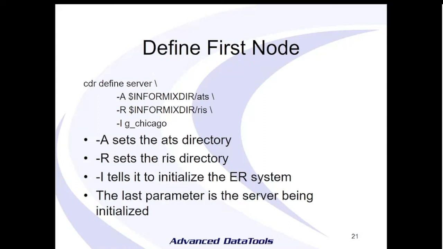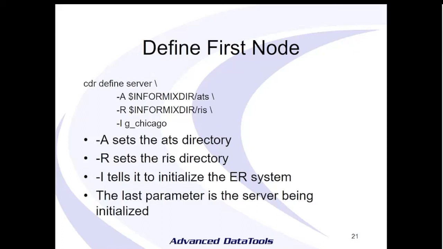I add optional, as you really should always have it, unless you have a really good reason not to, is have the -A for your ATS directory and the -R for the RIS directory. If you don't define them, it goes into /tmp if you enable those, so I really don't recommend running servers without it.